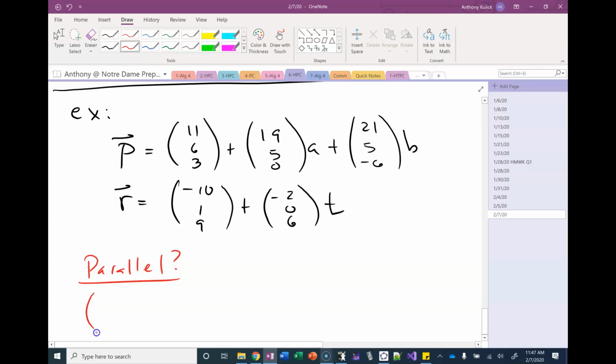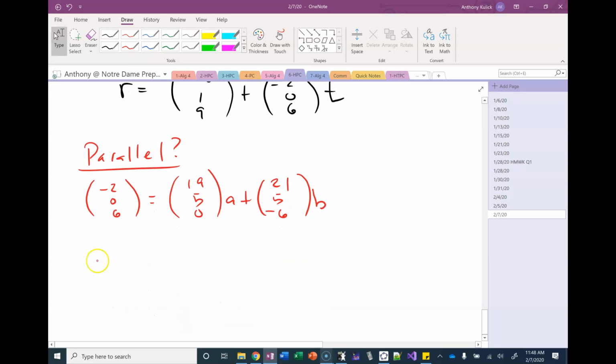So I'm going to take the slope vector from the line. So that's the slope vector from the line. And I'm going to set that equal to the two direction vectors from the plane. This creates a system of three equations.